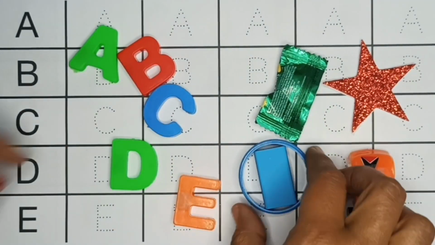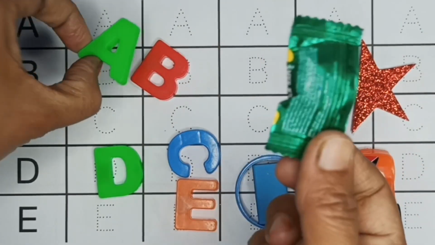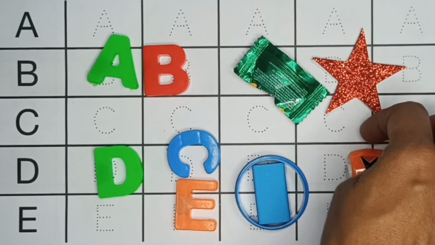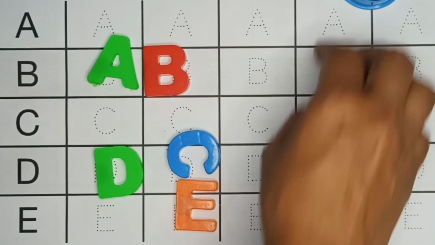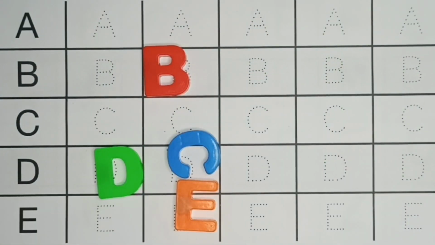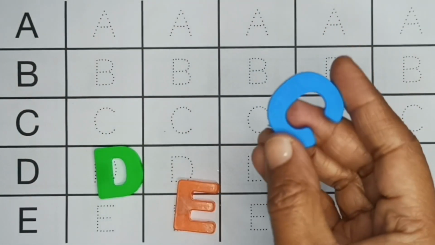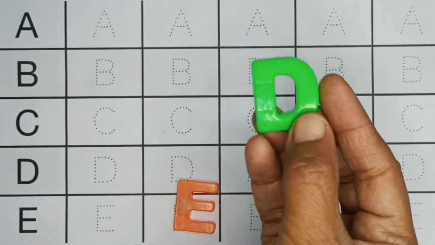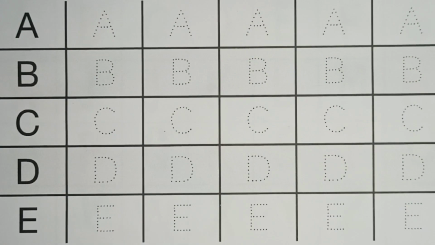Orange color. Sky blue color. Green color. Red color. Red, orange, green, sky blue. A for apple. B for ball. C for cat. D for dog. E for elephant.